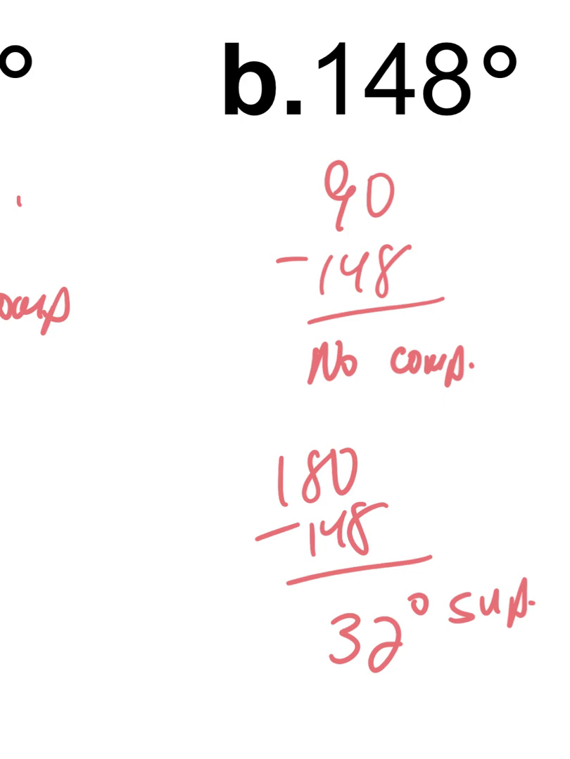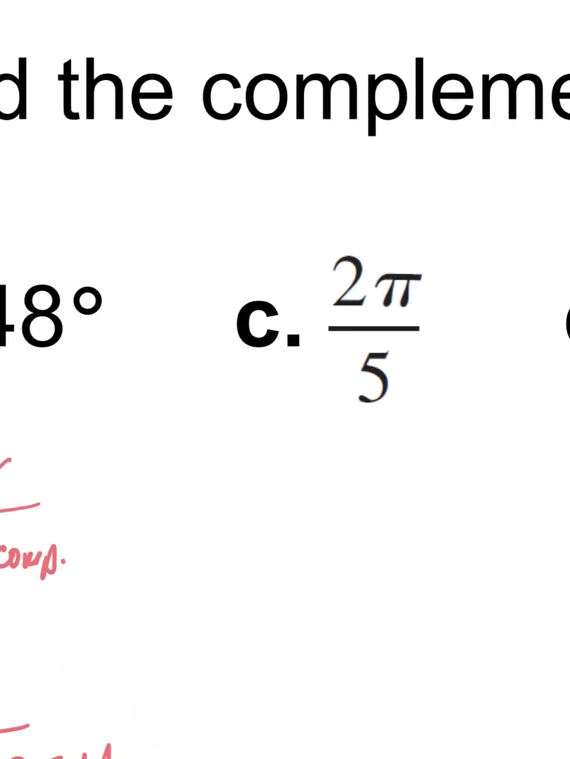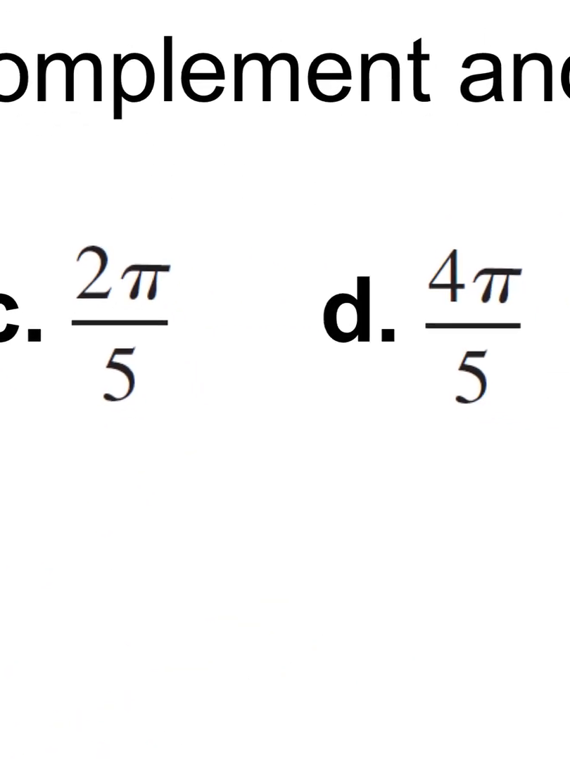What would happen if it was over 180? If the angle was 207, what's the complement? None. What's the supplement? None. Good. Now, it's a little harder, y'all, when we're in radians. You can convert to degrees and then do the subtraction, all that stuff.